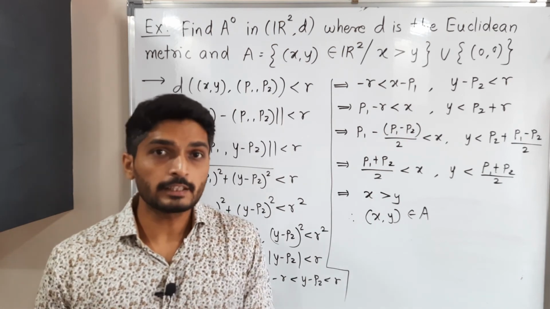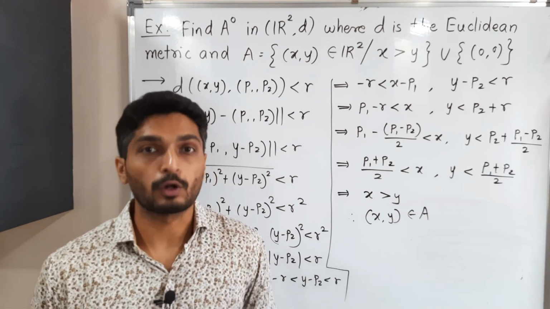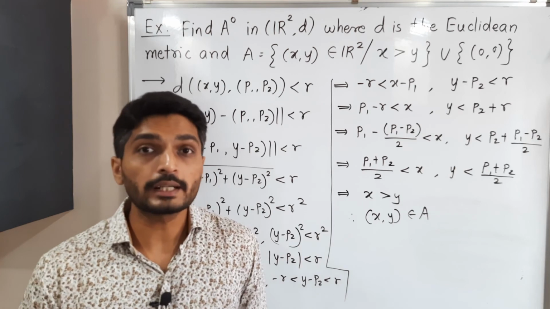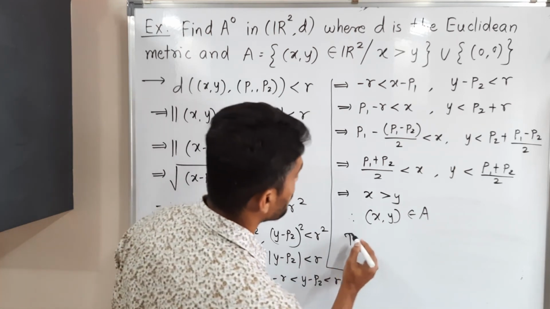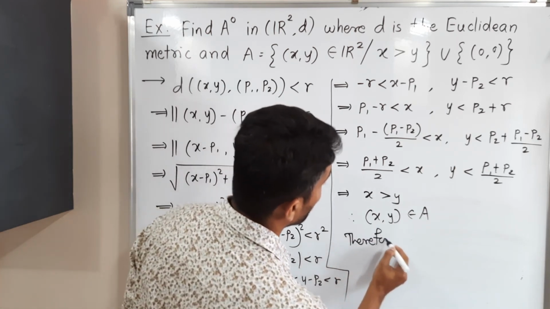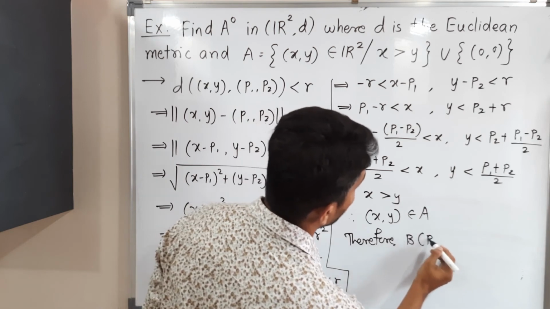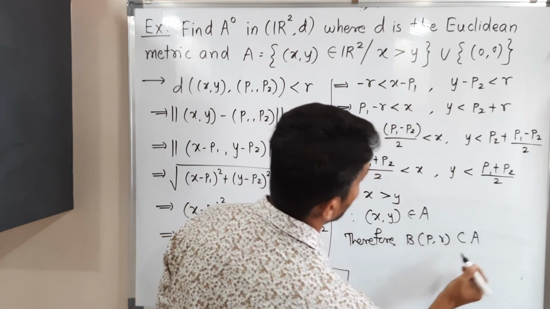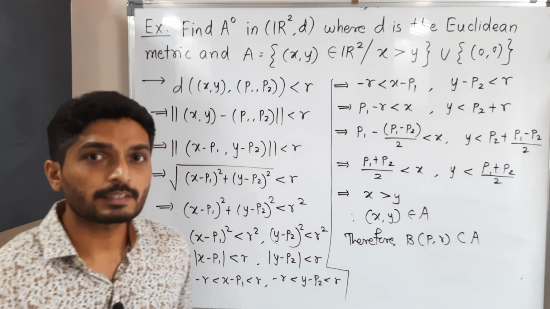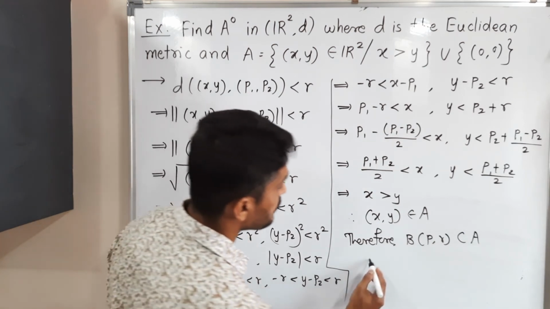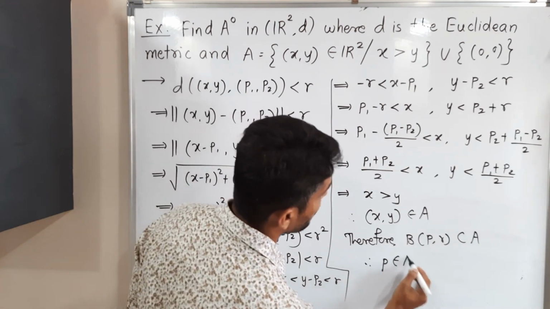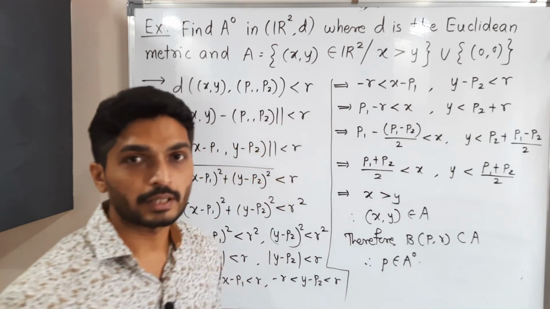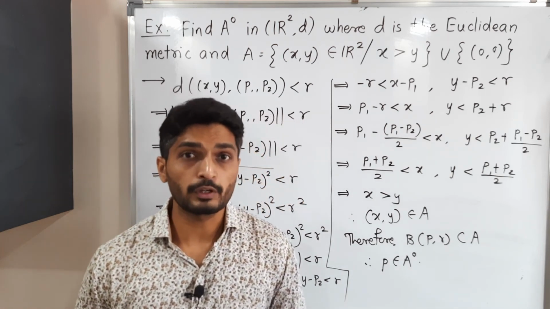Getting? Basically, we had taken that point from the open ball with center P and radius R, and we proved that it is in A. So therefore, what is our conclusion? That open ball with center P and radius R is a subset of A. So finally, the conclusion is P belongs to interior of A. Getting? So that means P is an interior point of A.